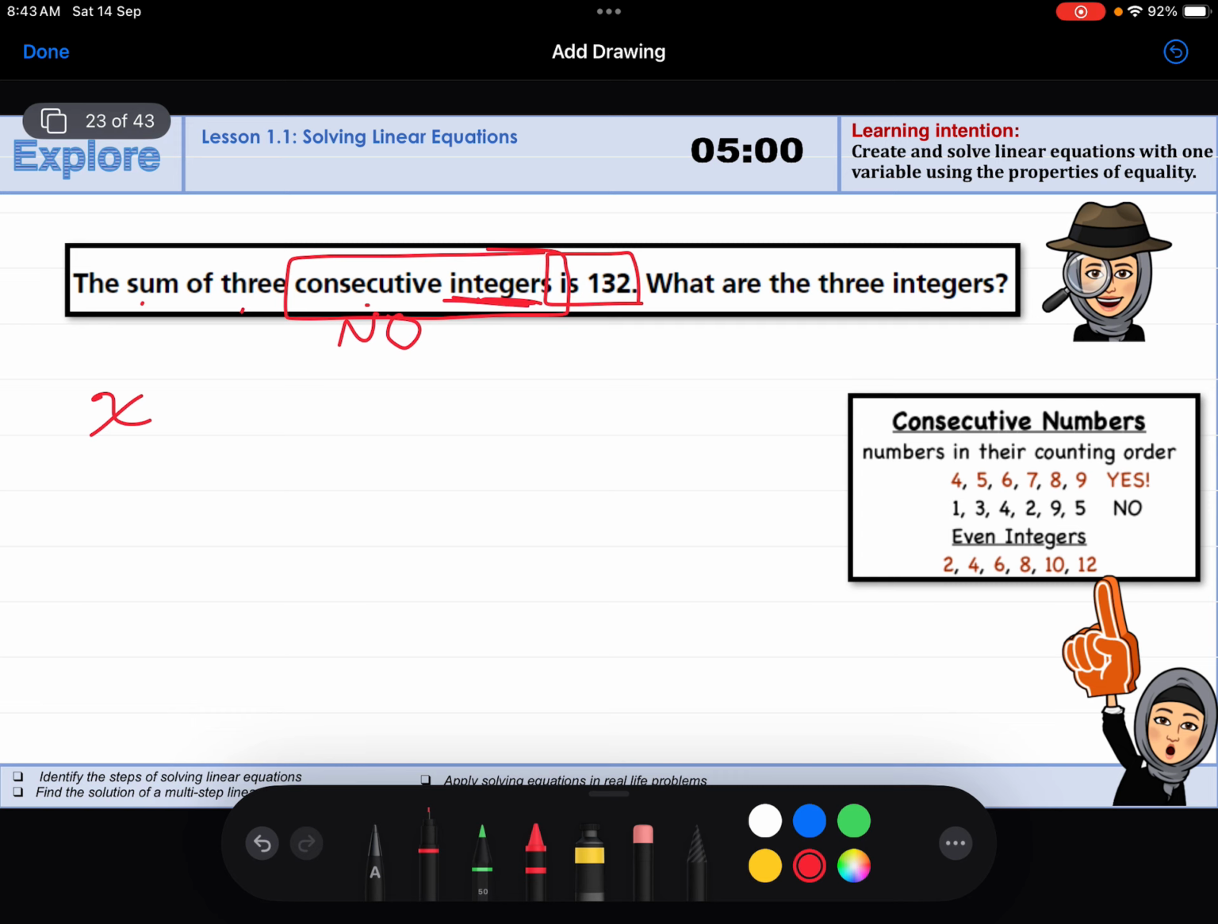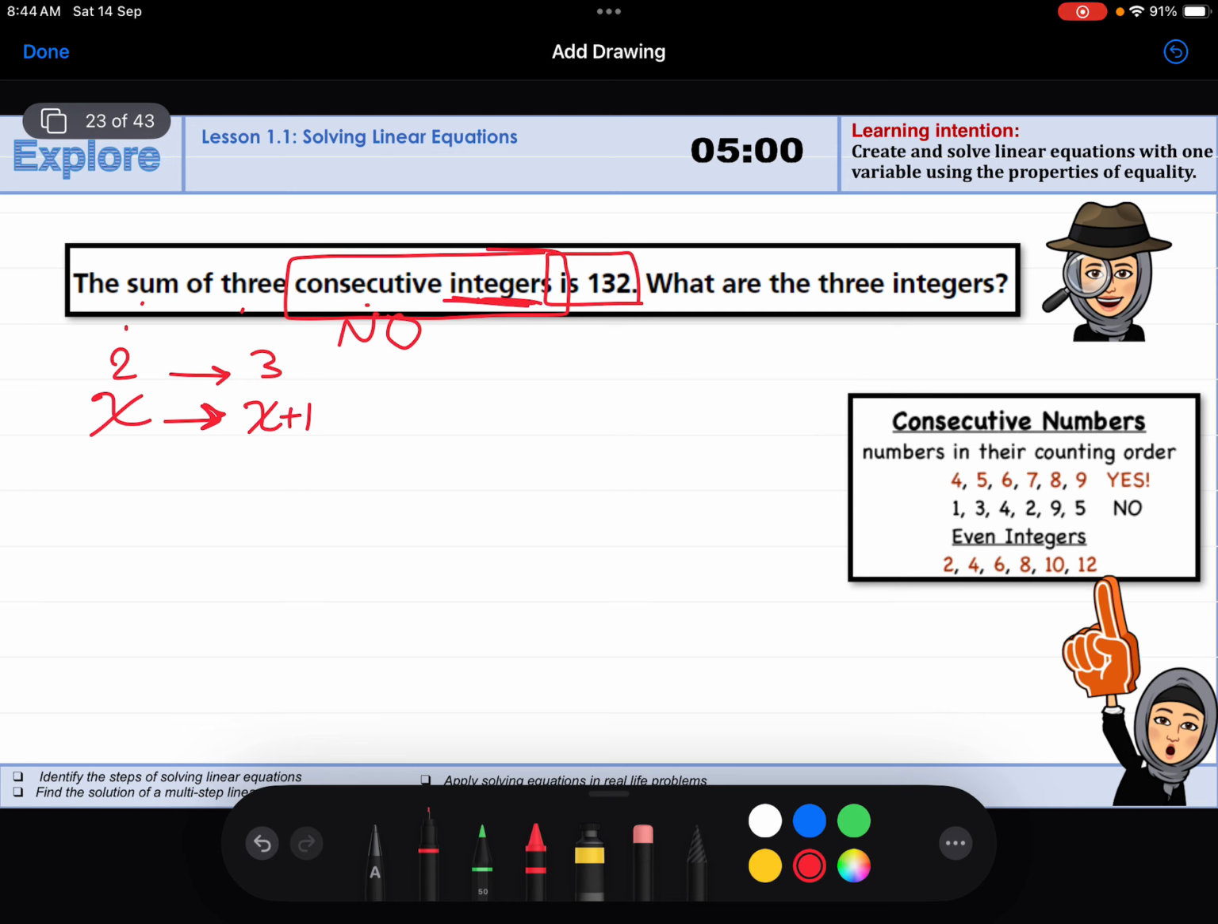Suppose that the first number is 2. Okay, the second number should be what? It should be 3, right? But if I want to use x, how can I write it? I can say that it's the same as x, but the difference is I only add 1. Because again, if the first number is 2, the second number is 3. What happened? I only add 1.